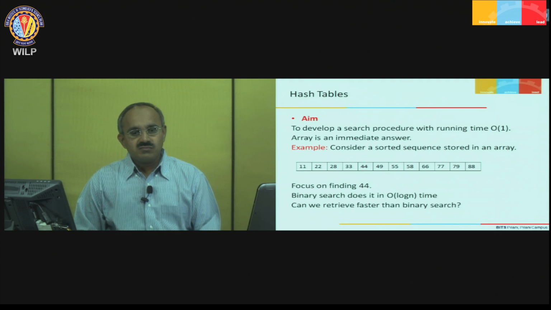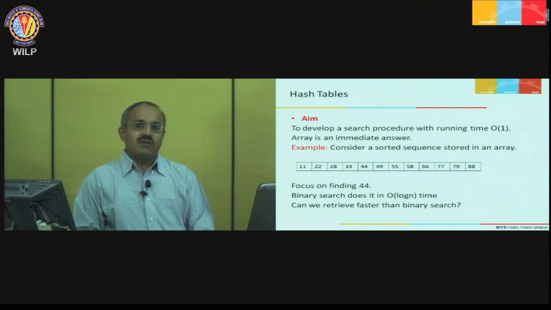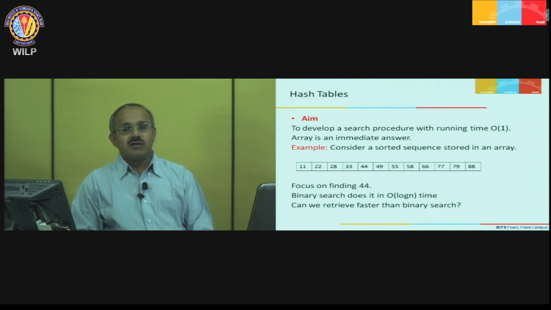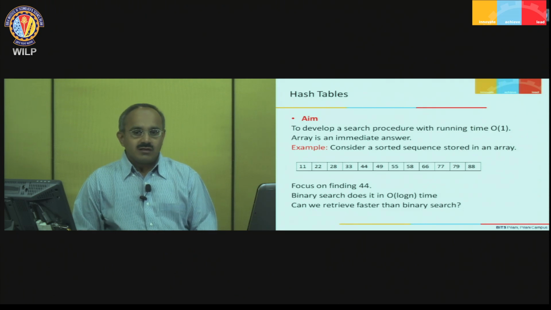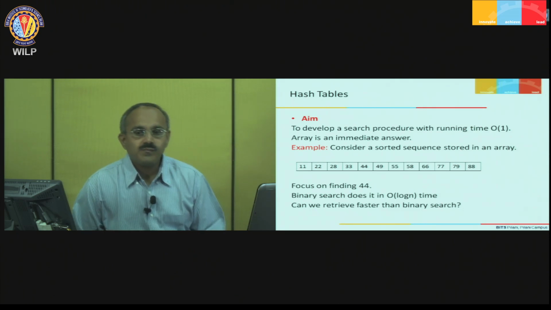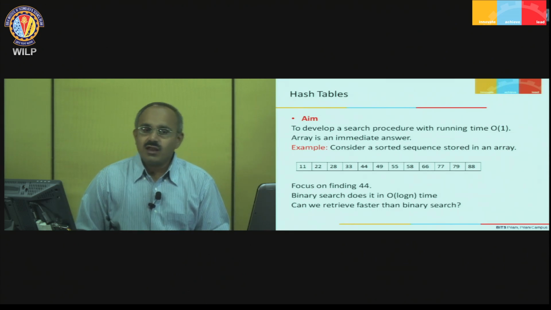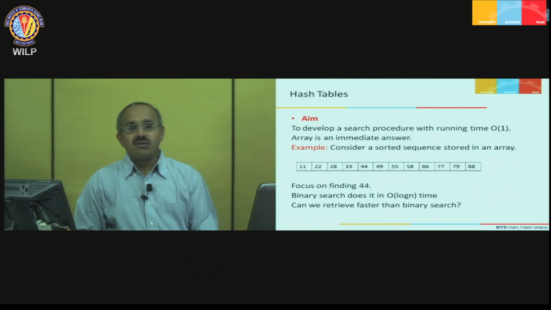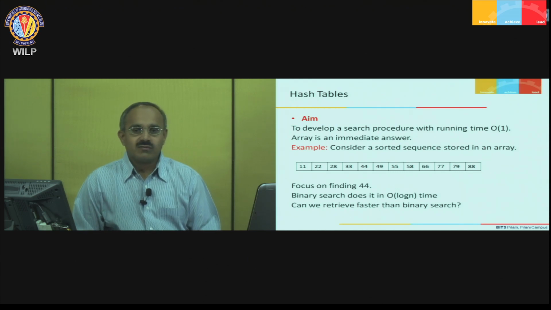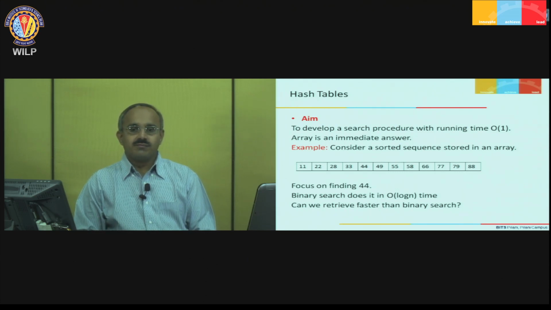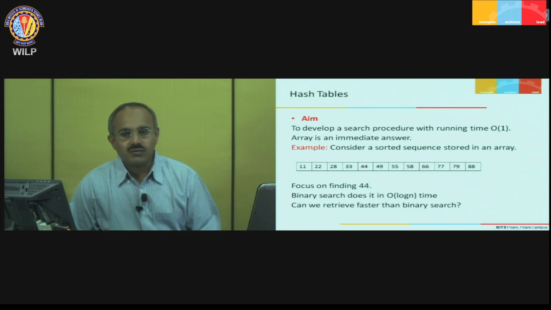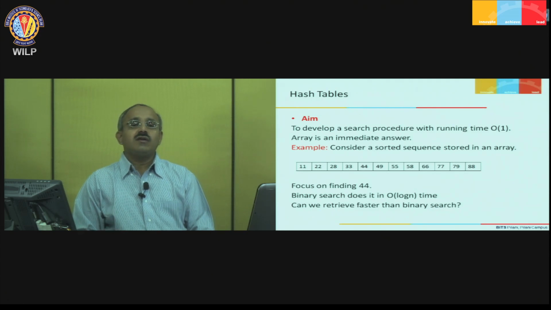So, we are going to use this structure of arrays, the advantages of arrays, and try to develop a procedure which is going to be much faster than search trees. Let us look at an example where we have a sequence of numbers stored in an array. To make things simple, we also assume that the sequence is already sorted, that is, in increasing order. Now, let us try to find a particular key in this sequence, which is say 44.